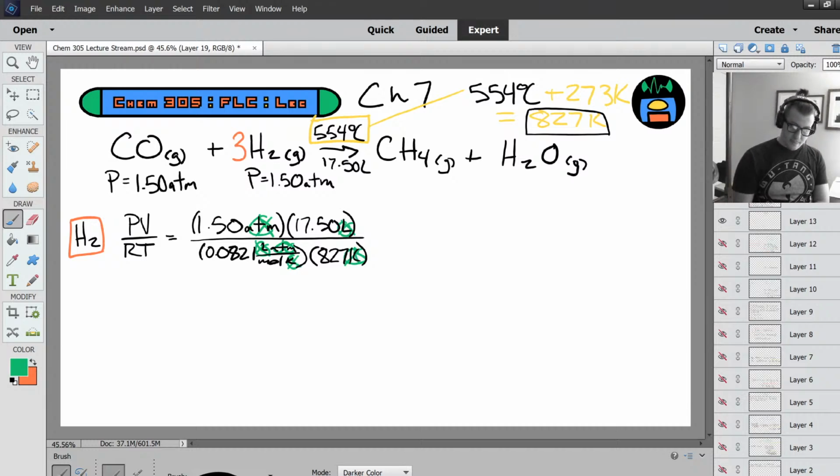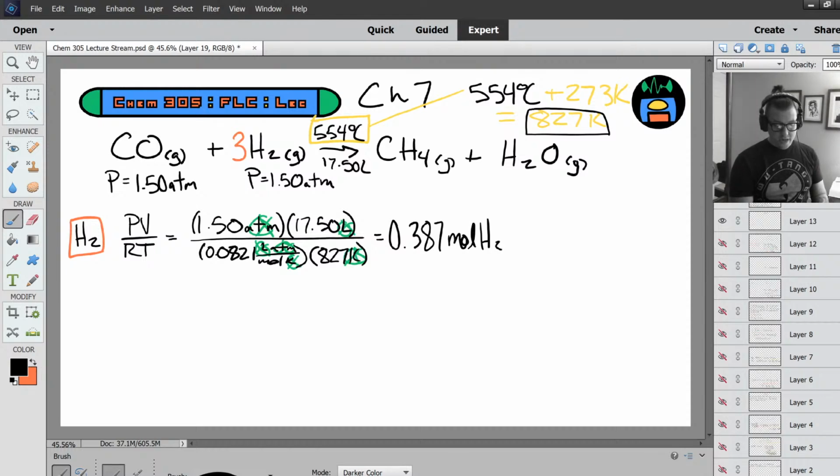All right, this will give us, we can keep 3 sig figs, 0.387 moles of hydrogen. And what we want now is to convert this from moles of hydrogen to moles of water. From our balanced chemical equation, we can see that 3 moles of hydrogen produce 1 mole of water. So moles of hydrogen cancel.